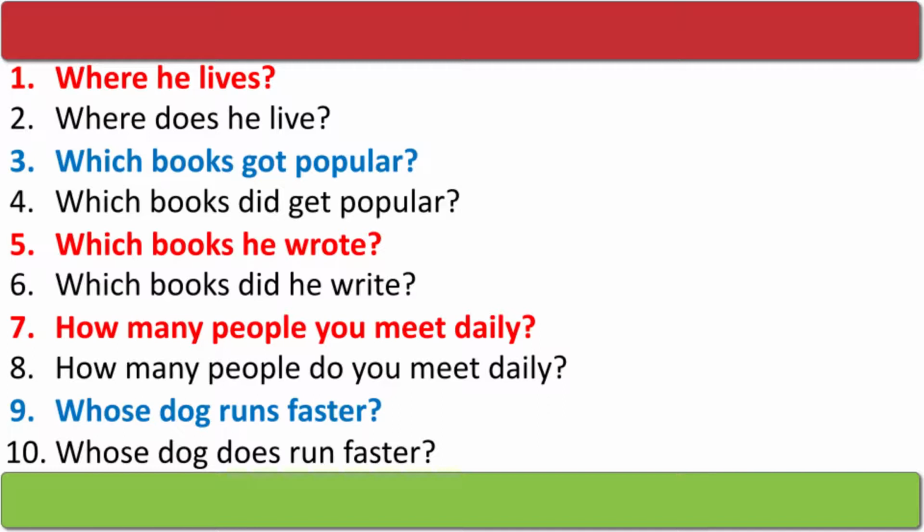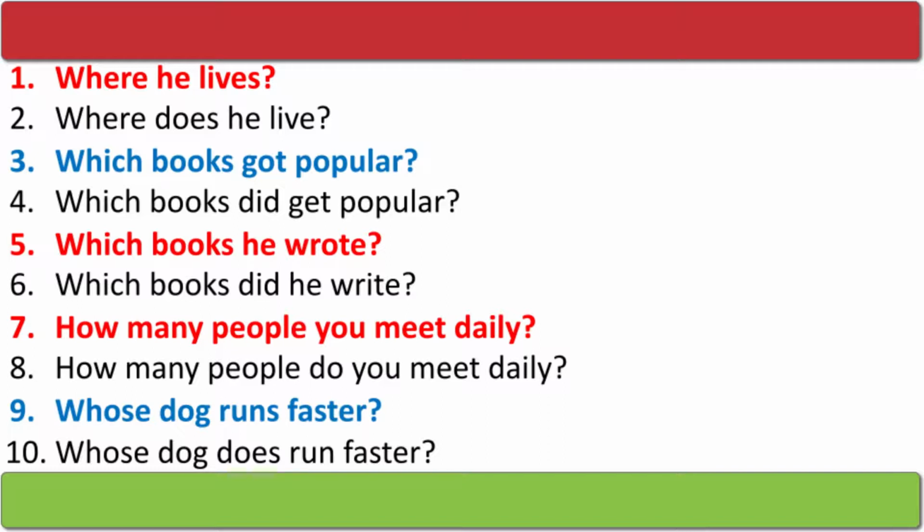In sentence number 7 also, how many people is not the subject. You is the subject. Because how many people is not the subject, you can't skip the auxiliary. You have to use the auxiliary do here. How many people do you meet daily?